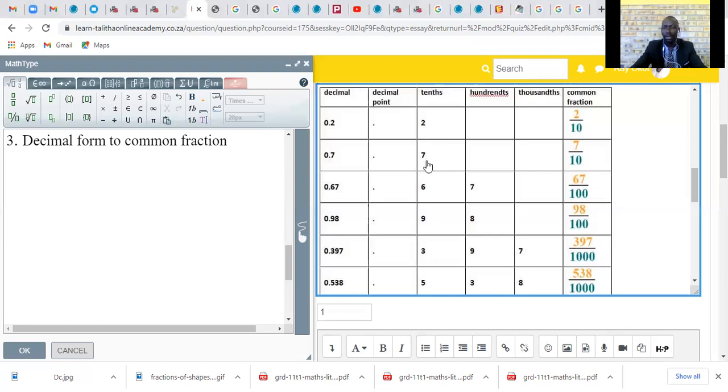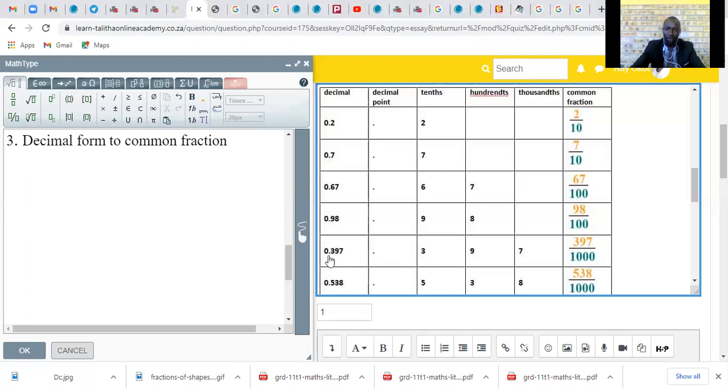Then a 7 for 0.7, okay? Then for 0.67, 6 is a tenth. Then for 0.98, the first number is 9, and so 9 is called a tenth of this expression. Then now for 0.397, the first number after the decimal point, which is 3, is written here, and 3 is called a tenth. That is 1/10 of 3.